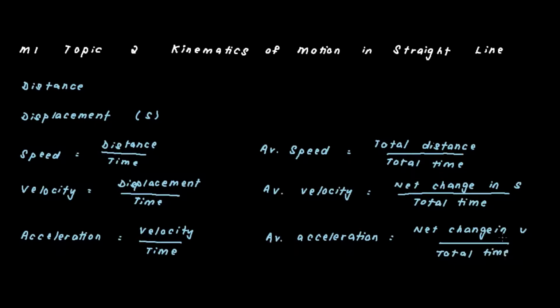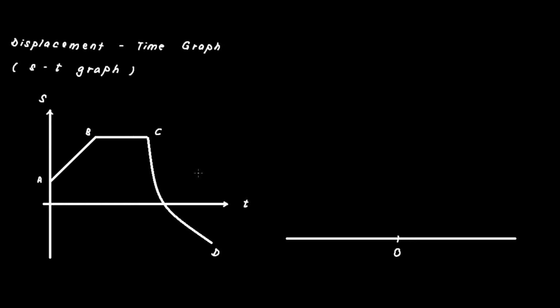So now we'll be looking at the ST graph and the VT graph. Alright, so this is a displacement time graph. So basically, a displacement time graph tells us what is the change of position of the particle with respect to the time, right? So that's why we have the displacement versus the time.